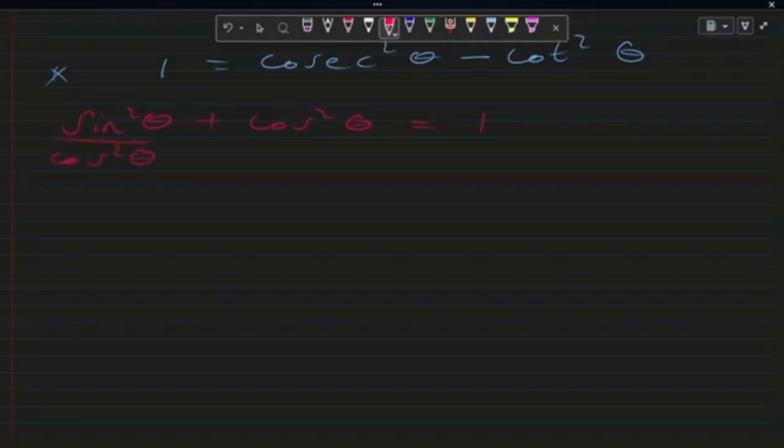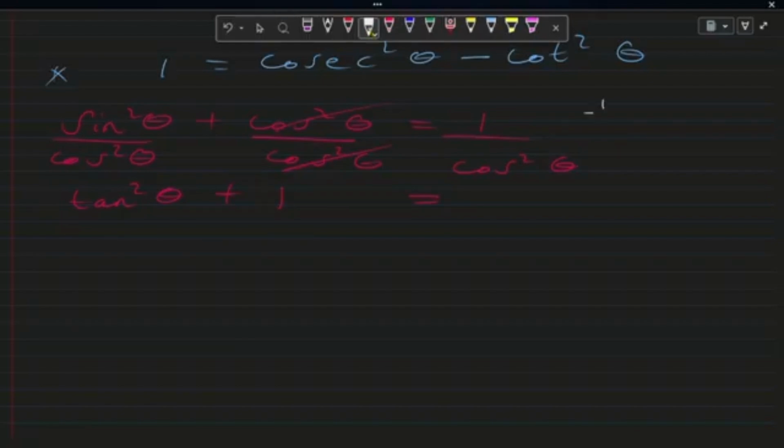If I divide by cos squared theta throughout, so that's what I'm going to do, cos squared theta, and then cos squared theta. Now, sine squared over cos squared, remember that sine over cos is equal to tan, right? Now, if we have sine squared over cos squared, that will give us tan squared, okay? So this is tan squared theta, and then cos squared theta over cos squared theta, obviously this will be 1, okay? And then we have 1 over cos squared theta.